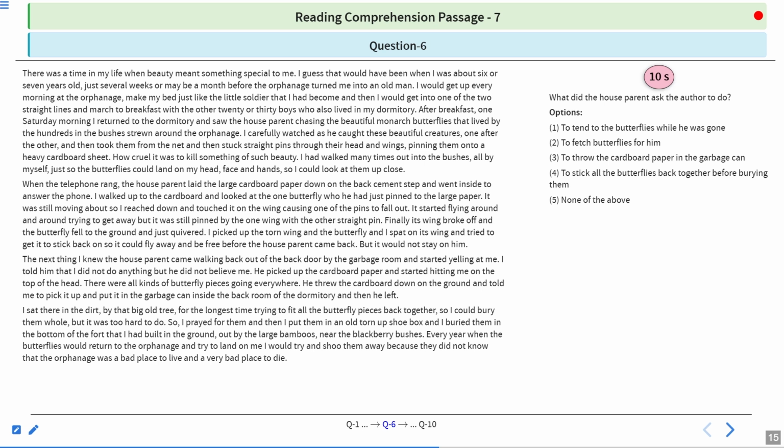The next question is, what did the house parent ask the author to do? Options are to tend to the butterflies while he was gone, to fetch butterflies for him, to throw the cardboard paper in the garbage can, to stick all the butterflies back together before burying them, and none of the above. You have 10 seconds to choose accordingly.